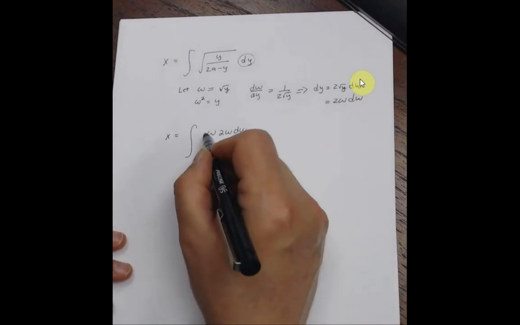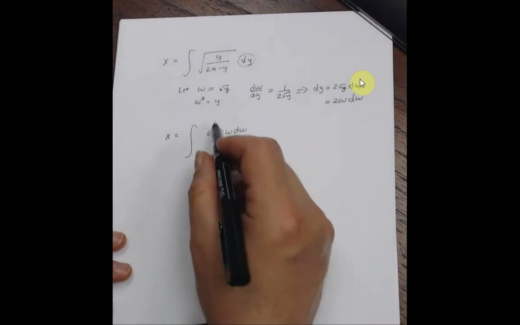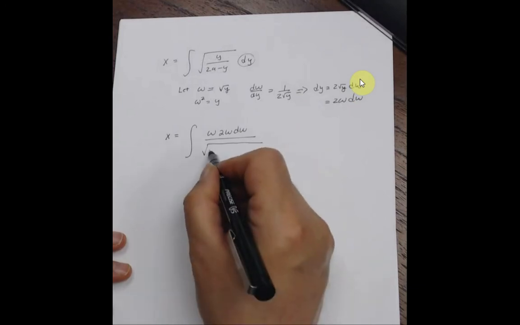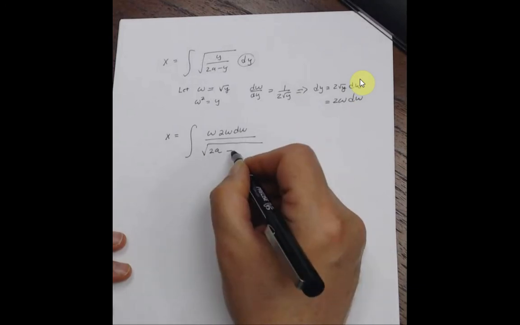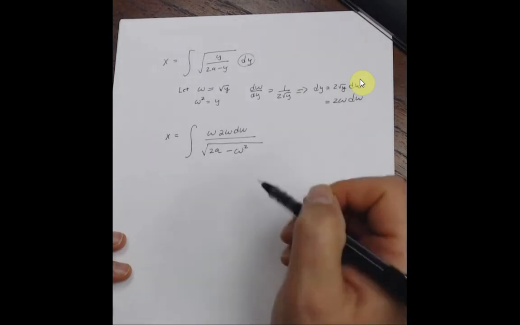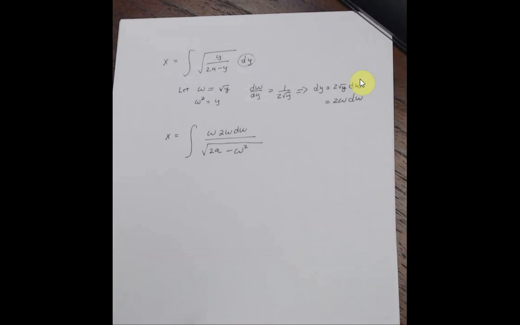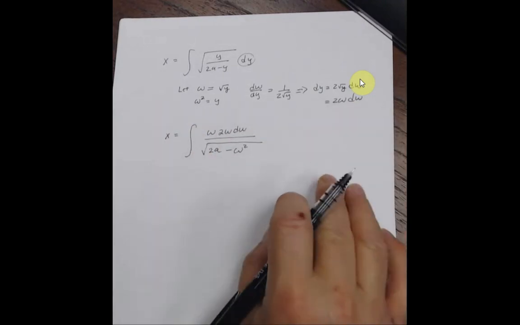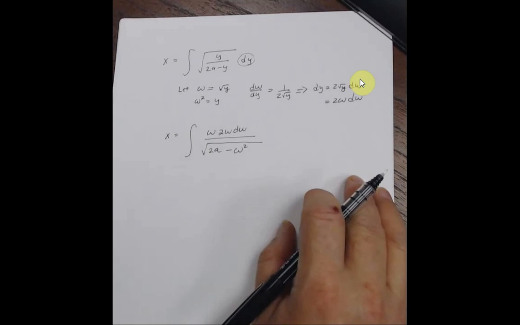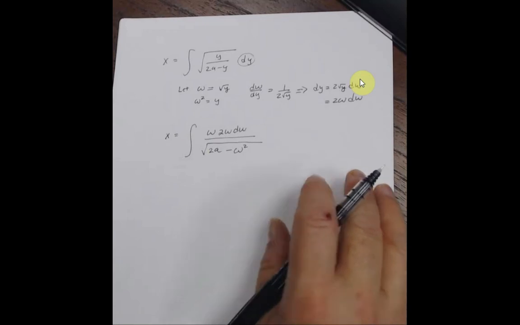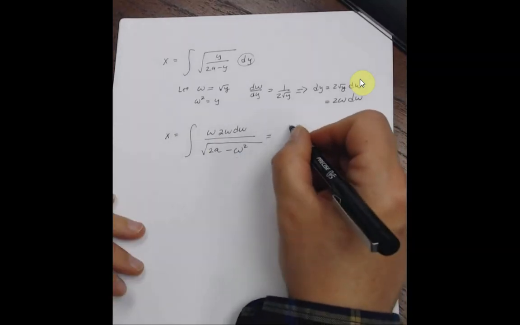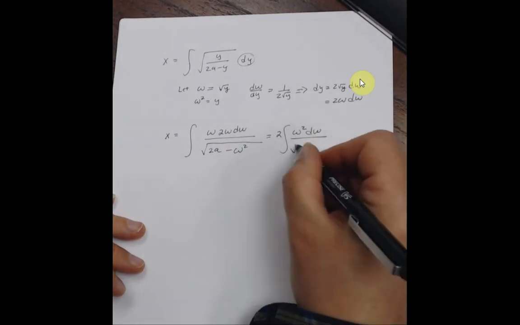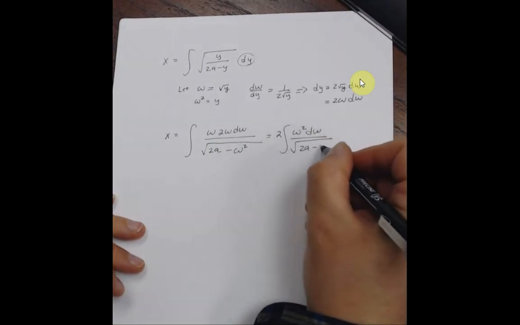And then I have the square root of 2a minus y on the bottom. So 2a, can't do anything with that, minus y, which is w squared. So there we go. Now I'm not worried about integration limits right now because then I'll just add a constant. I just want to show you the general solution here. So now rewriting it, I'll pull the 2 out, I get a w squared dw over the square root of 2a minus w squared.